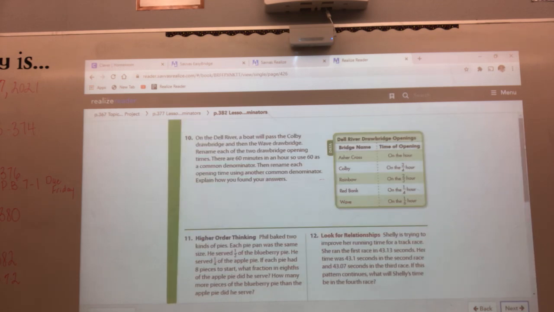Number 10. On the Del River, a boat will pass the Colby Drawbridge and then the Wave Drawbridge.